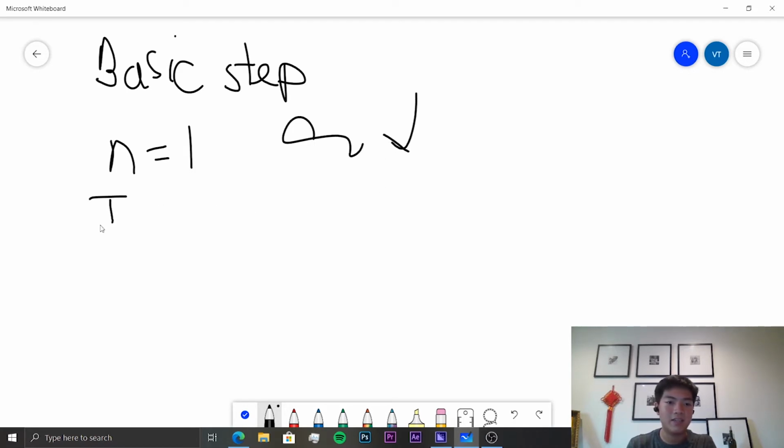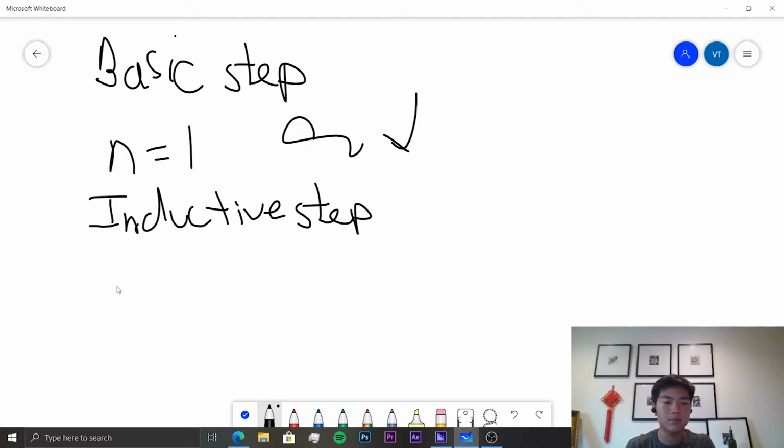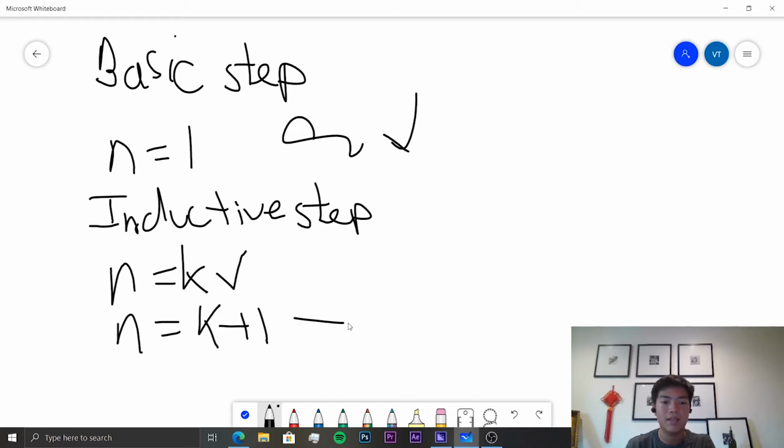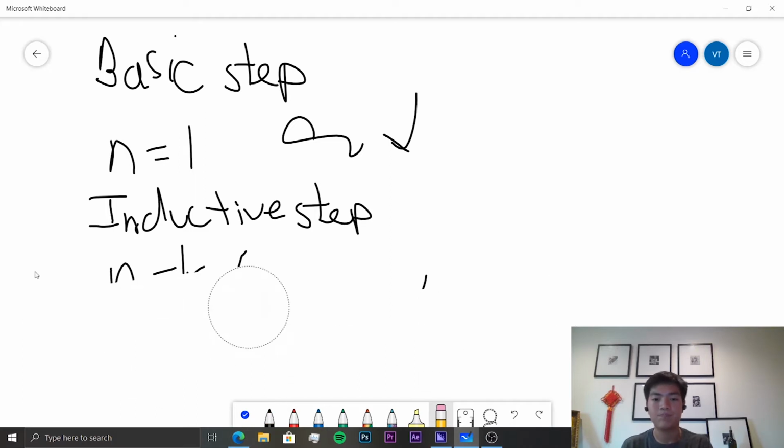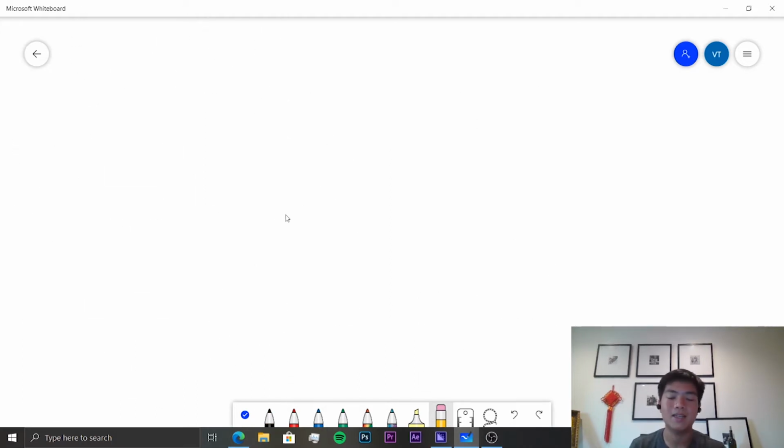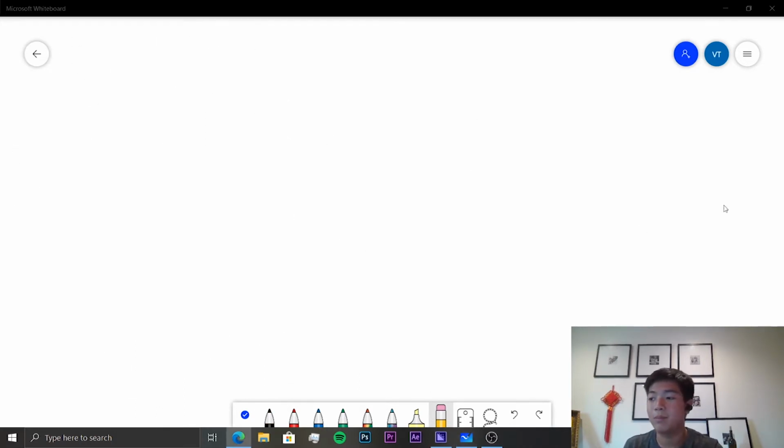And then you have the inductive step, where usually you prove that for some n equals k, as long as n equals k is true, the case n equals k plus 1 is also going to be true. It's a bit hard to explain without actually having a problem in front of us. So let's put a problem in front of us.